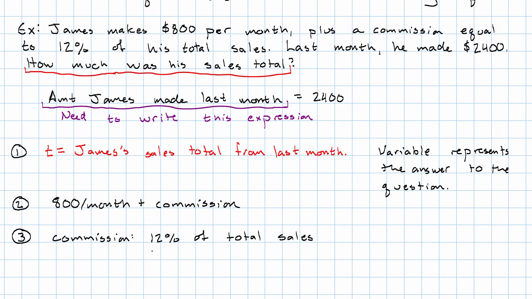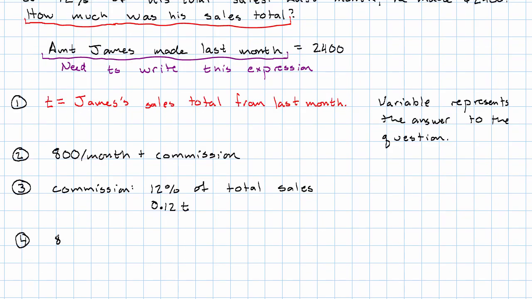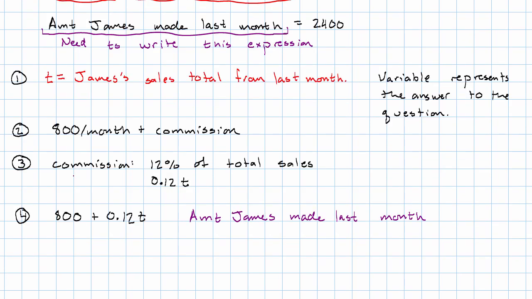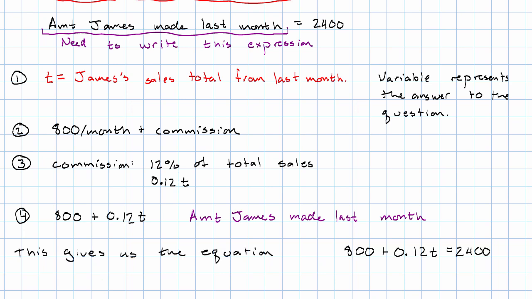To find 12% of total sales, we'll write 12% as a decimal times total sales, T. So our expression becomes 800, that's the $800 a month, plus 0.12T, 12% of total sales. This represents the amount James made last month. We can take that back to the sketch of our equation now. 800 plus 0.12T equals 2,400.